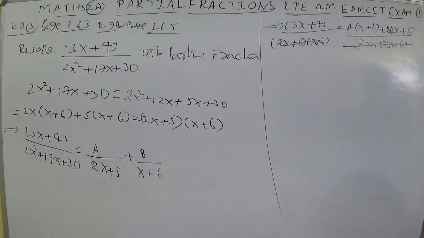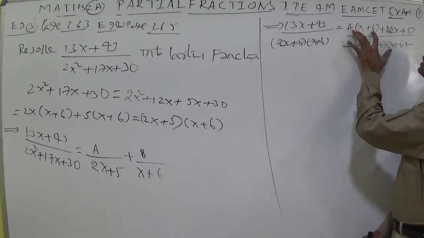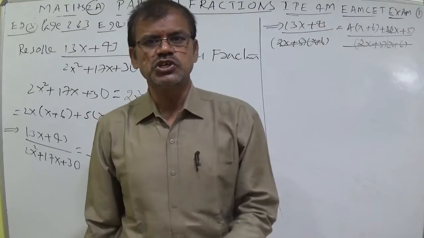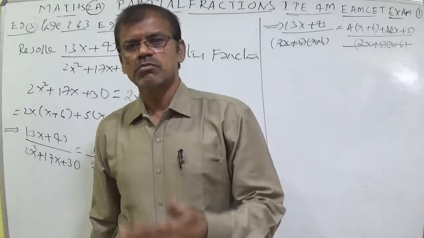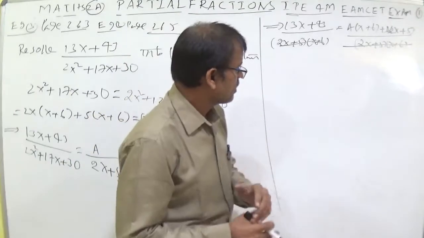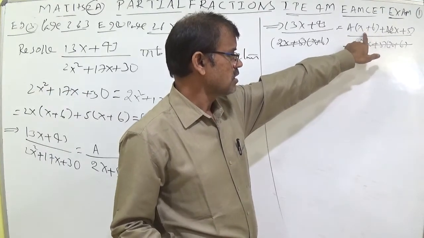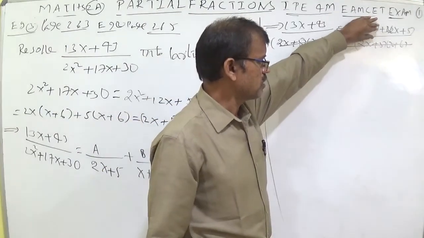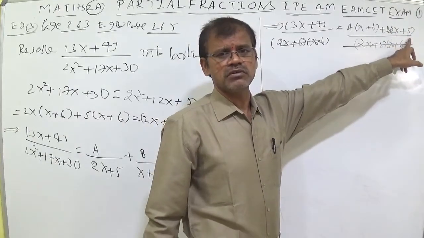While solving partial fractions, in A into x plus 6 plus B into 2x plus 5, wherever the value becomes 0, it is nothing but the zero polynomial. Some staff say put and some say if, anything is fine. If we put x is equal to minus 6, A into x plus 6 becomes 0, and you will get B here. Later, if you put x is equal to minus 5 by 2, it is again a zero polynomial.